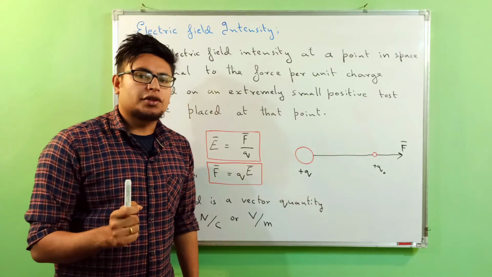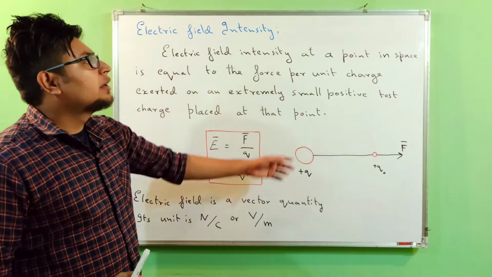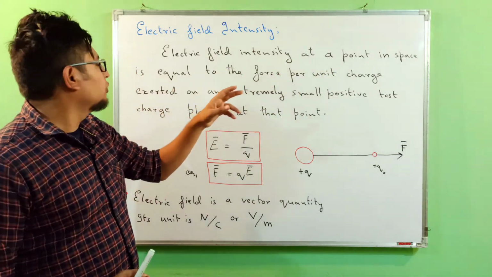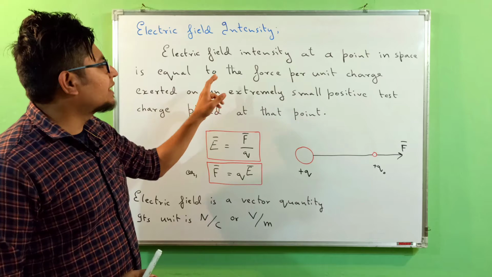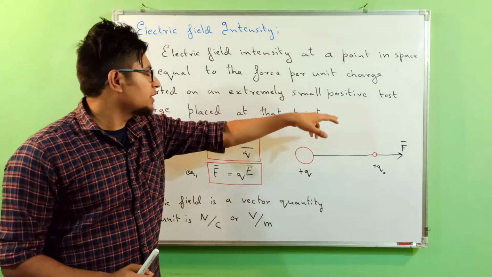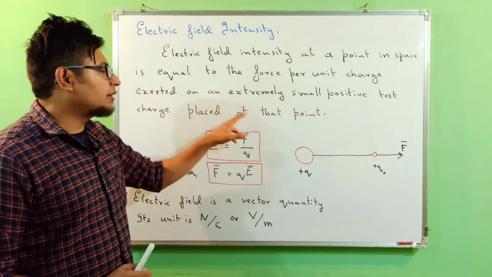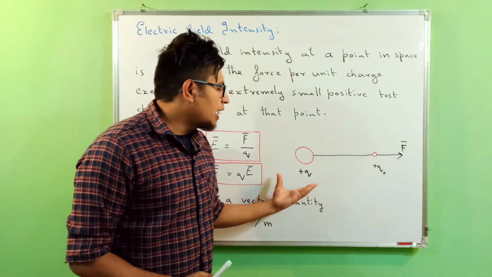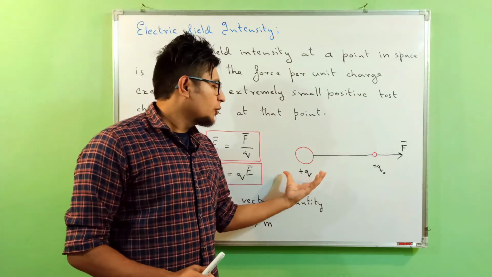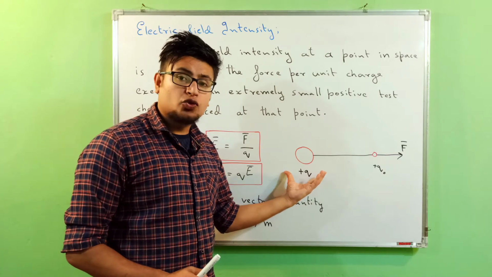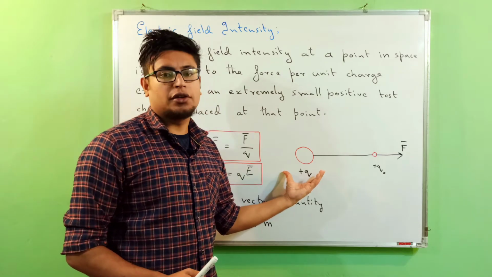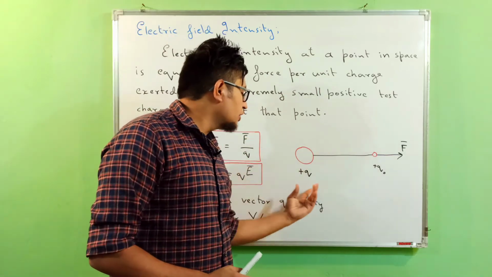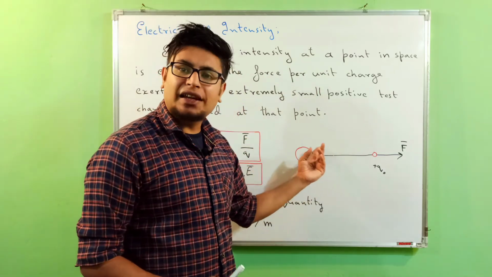Electric field intensity. Electric field intensity at a point in space is equal to the force per unit charge exerted on an extremely small positive test charge placed at that point. The meaning of this sentence is, when I have a charge, then it is going to produce an electric field. And the space around this charge is known as the electric field.